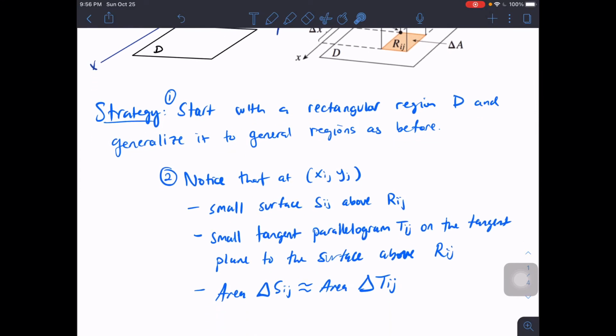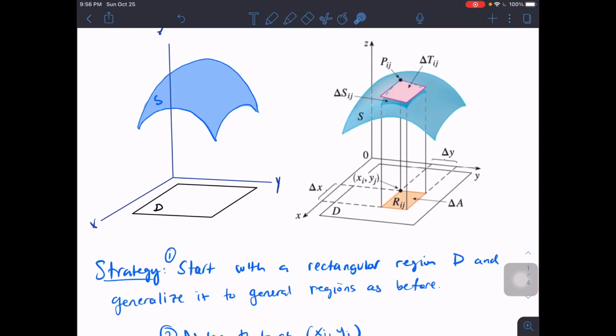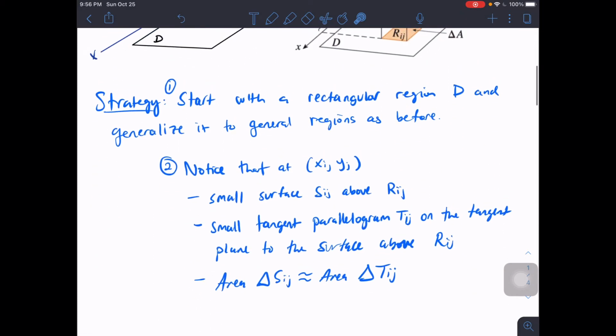And what we're going to be using is the fact that the surface area of this small little piece is going to be approximately the area of this small parallelogram. Because as these small subrectangles get smaller and smaller, and this all gets more refined with smaller little subrectangles, these small little blue chunks of our surface are going to have a surface area that's close to the value of the surface area of our tangent parallelograms. And that's the trick that we're going to be using. Okay, that's the strategy.